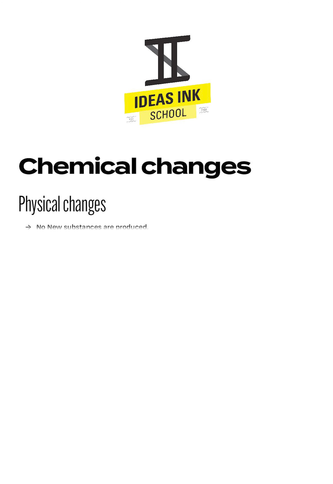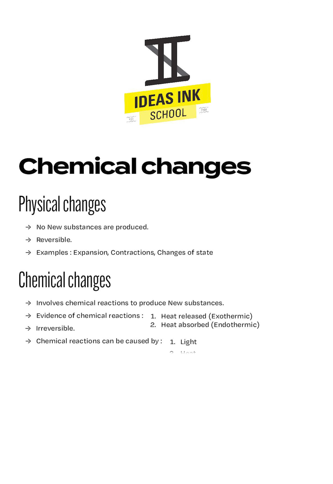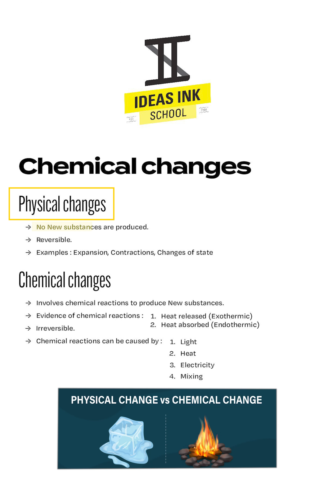Firstly, let's talk about the differences between a physical and chemical change. A physical change occurs when no new substances are produced. This is a reversible change, and examples of this include material expansion and contractions, and changes of state. Chemical changes, on the other hand, involve chemical reactions that produce new substances. This change is also irreversible.